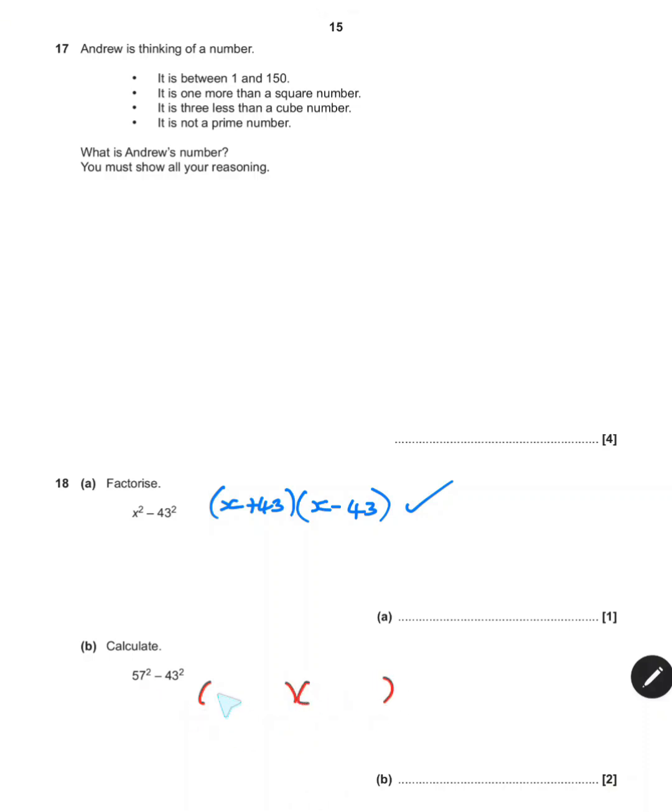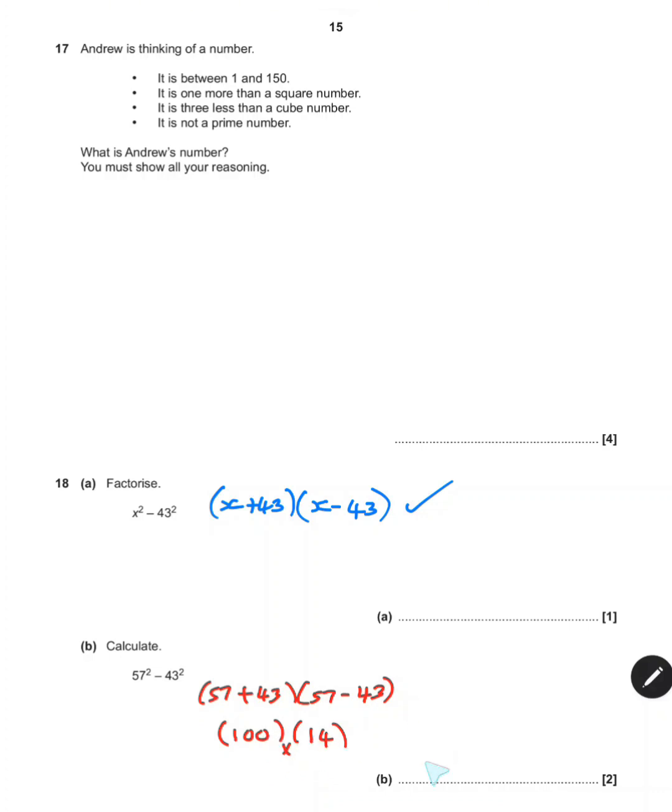I'm going to put the first thing into both brackets. I'm going to put the second thing into both brackets. And then there's an add and a subtract. Now, because we've got pure numbers here, we can actually work this out. 57 add 43 is actually 100. And 57 take 43 is 14. Now, when you've got a double bracket, you've actually got a multiplication going on between these two things.